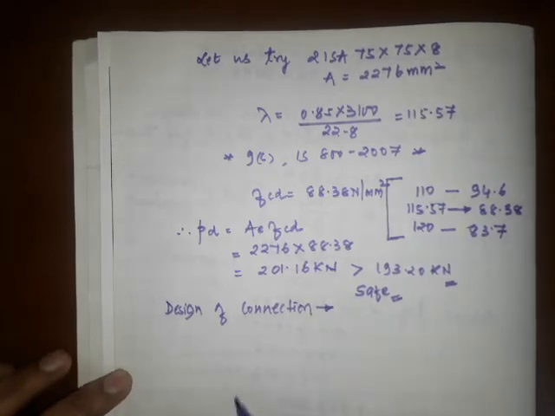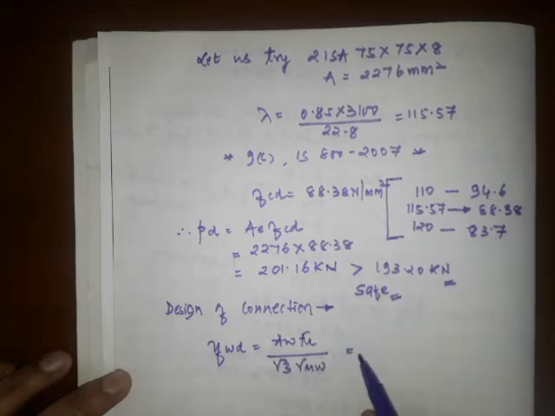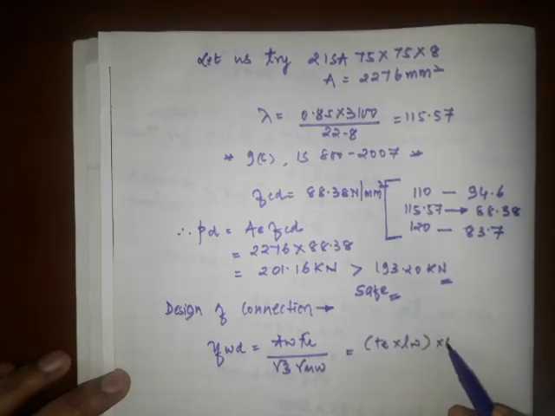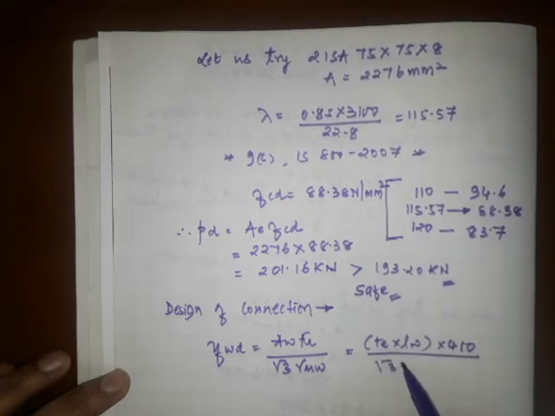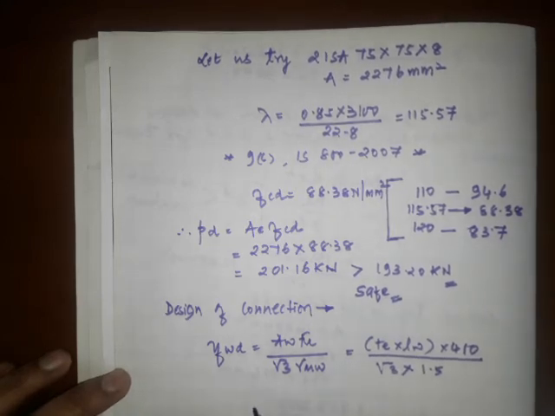Design of connection. For that, you have to find out the strength of weld, FWD, which is given by area of weld into Fu divided by root 3 into gamma m W. Area of weld is the thickness of weld into LW, Fu is 410, divided by root 3 into gamma m W, which is given as 1.5. So we get FWD here in terms of LW.